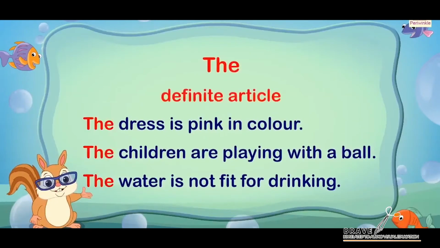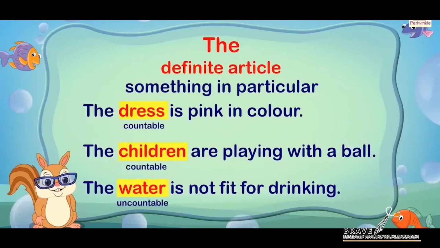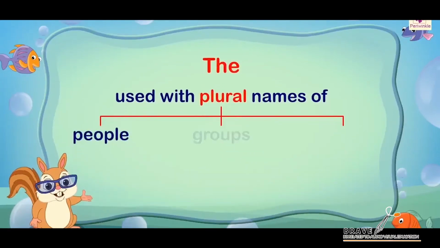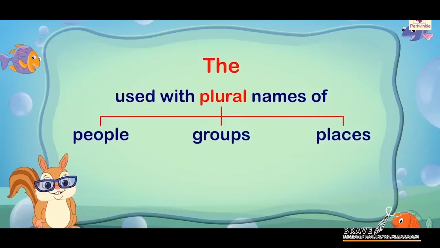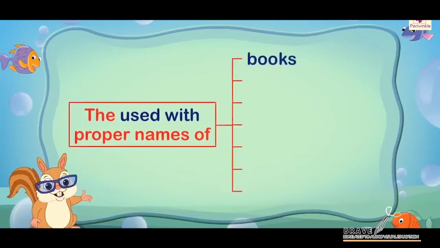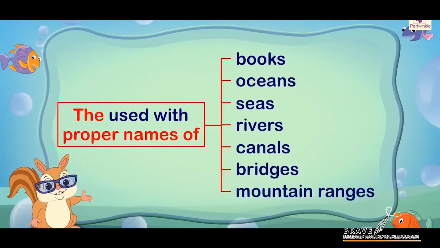"The" is a definite article. Use "the" to talk about something in particular that may be singular or plural and countable or uncountable. We use "the" with plural names of people, groups and places. We use "the" with proper names of books, oceans, seas, rivers, canals, bridges and mountain ranges.